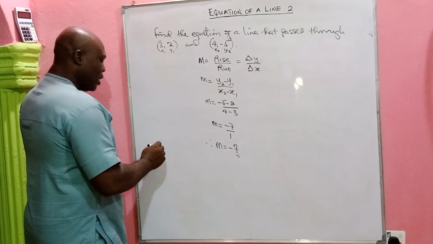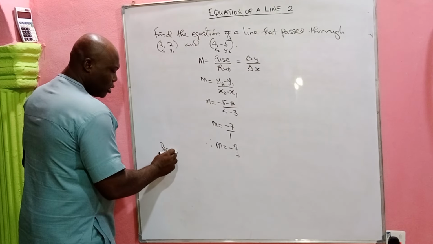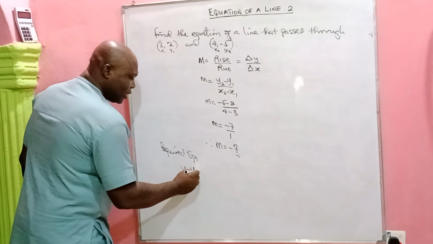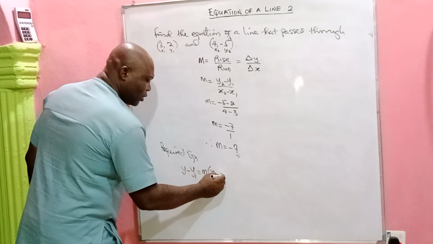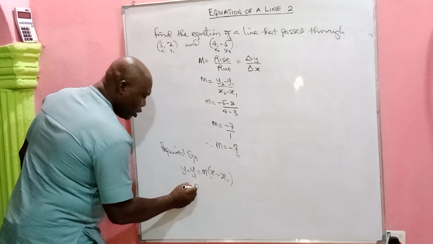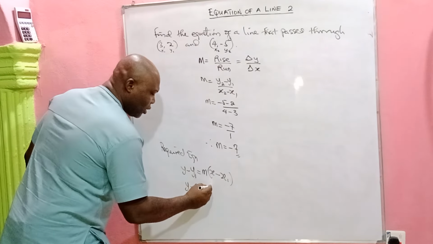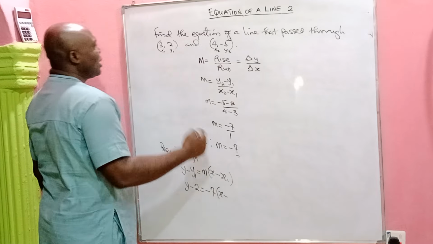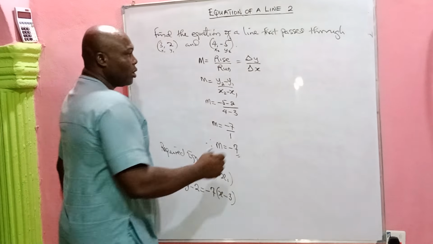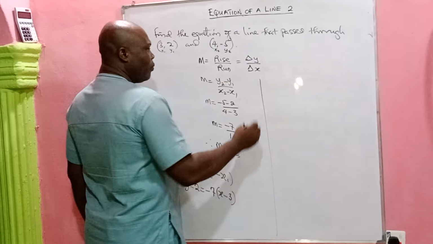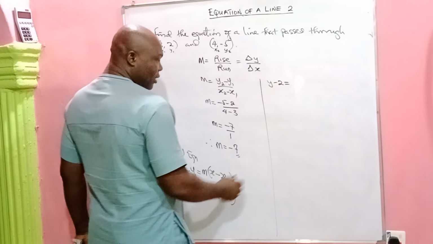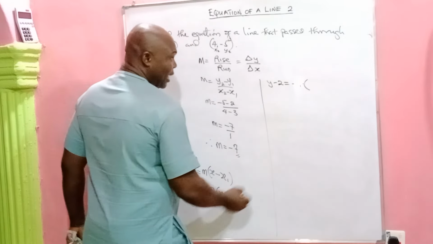So after getting the slope, the required equation, of course, will be y minus y1 is equal to the slope into x minus x1. All right, so y minus, what is our y1? 2 is equal to the slope we just calculated, minus 7, into x minus x1, which is 3. Okay, so take note of that, which means the required equation will be y minus 2 is equal to minus 7 into x minus 3.